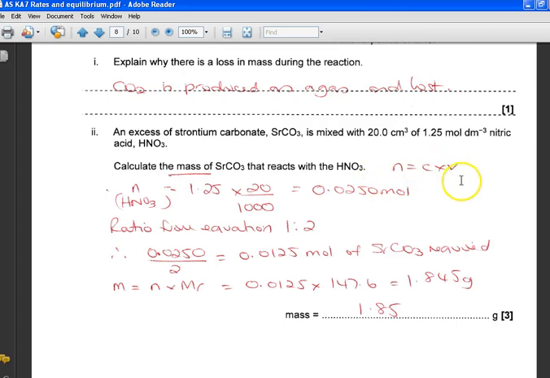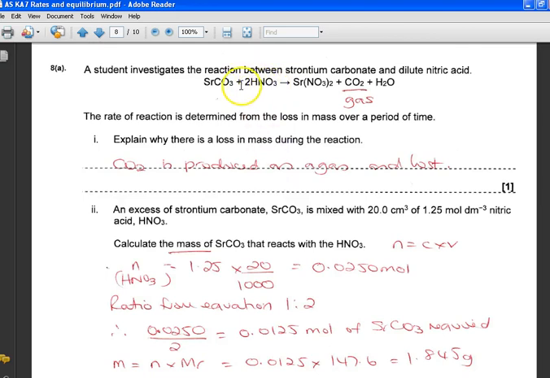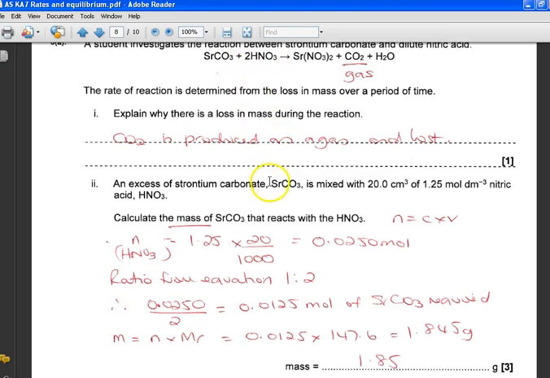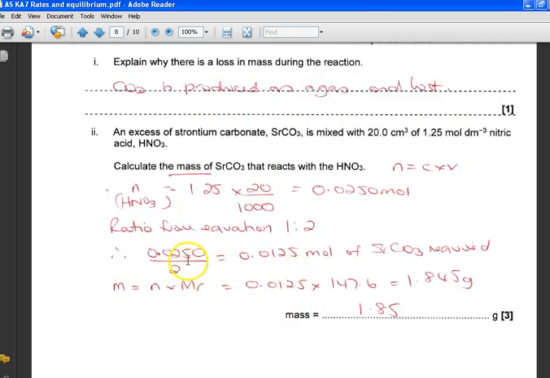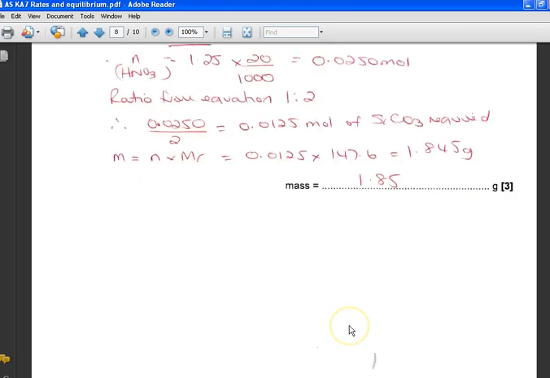We're then asked to calculate how much strontium carbonate will react with nitric acid, and as we can see the ratio is 1 to 2 here. So we're given information that enables us to calculate the number of moles of nitric acid. As the ratio is 1 to 2, we have to divide the number of moles of nitric acid by 2, because for every 2 moles of nitric acid we only need 1 mole of strontium carbonate. And then we can work out the mass from the number of moles. Mass is number of moles times molar mass.